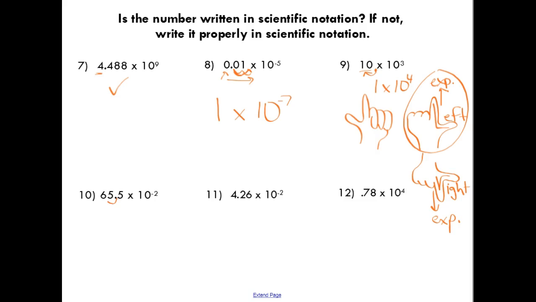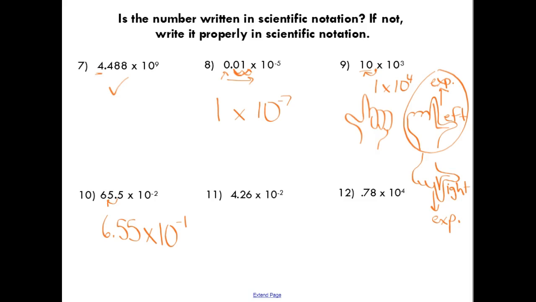All right, number 10, 65 is way too big. So we need to move that to the left one, so it's 6.55. But again, we went to the left, so the exponent has to go up 1 notch. So from -2 going up is actually -1. You gotta be careful with that.